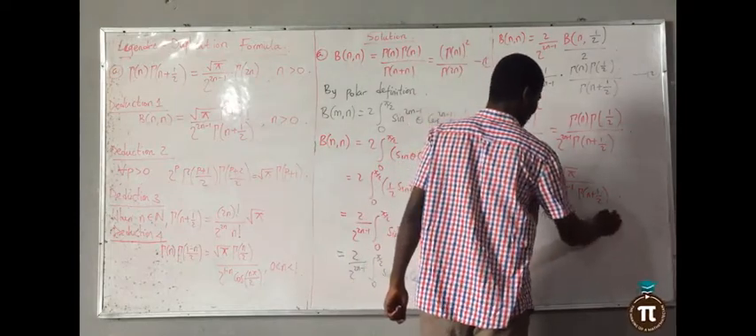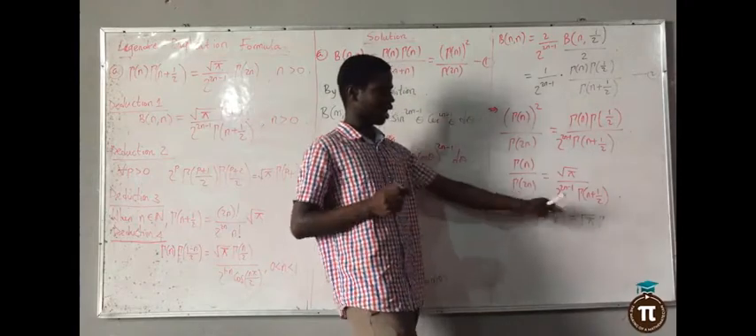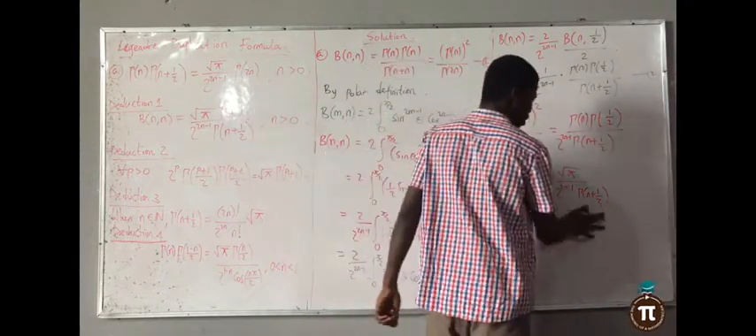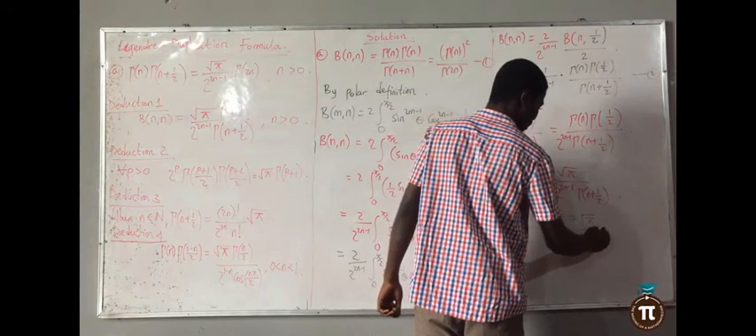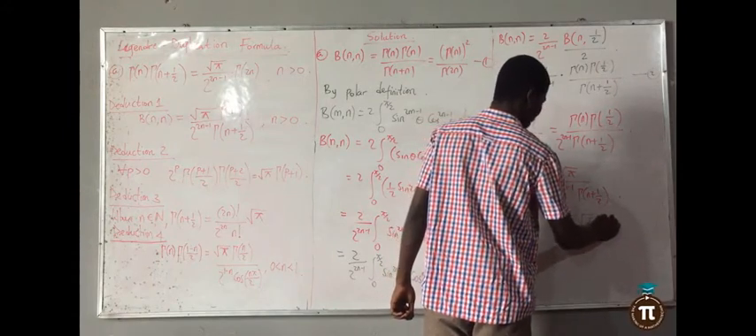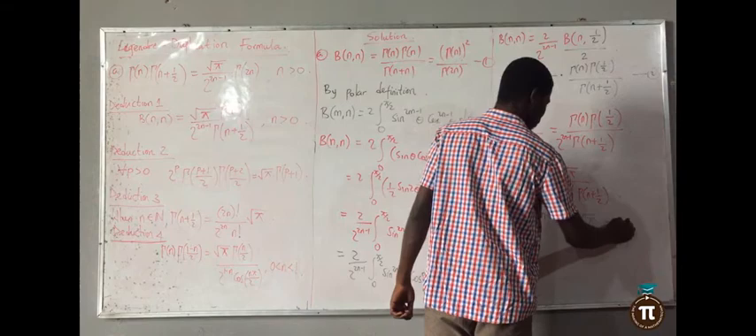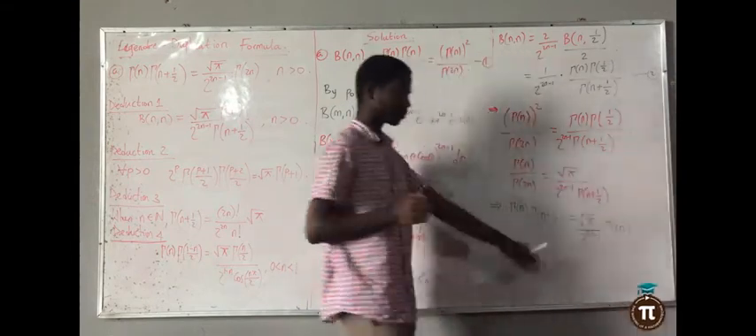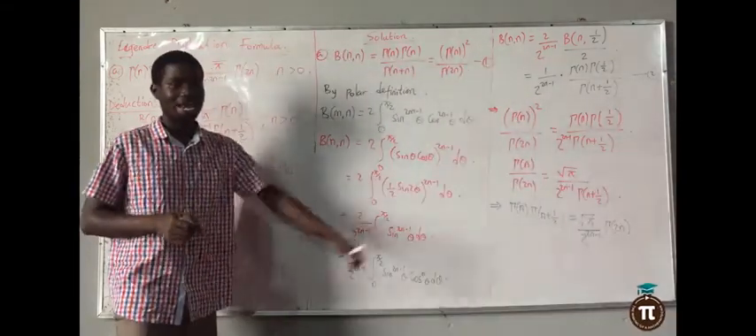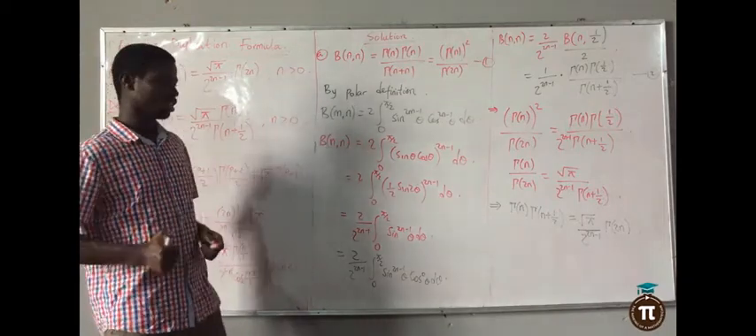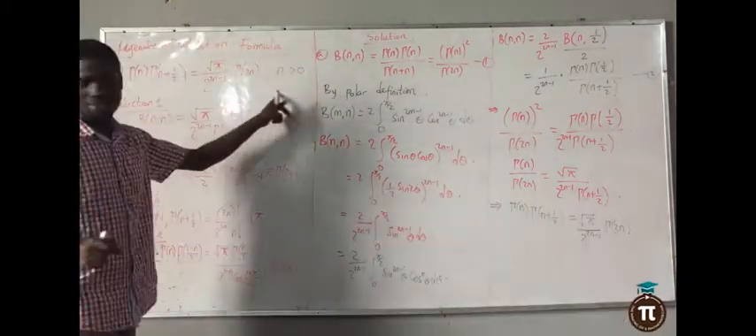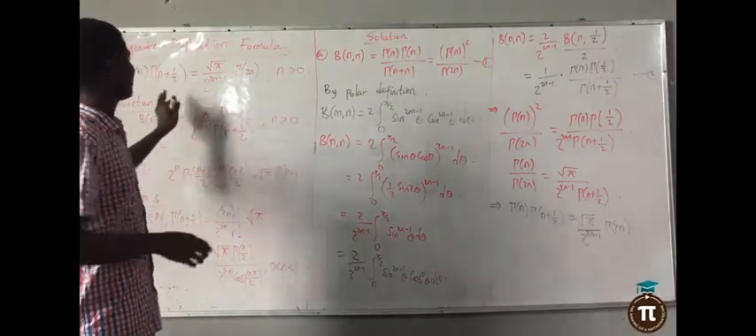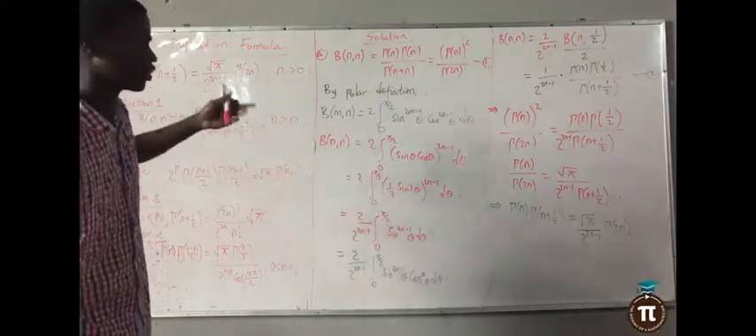gamma of 2n. Root pi over, I don't know why I keep forgetting, all over 2 raised to the power of 2n minus 1, then gamma of 2n. That is what I have, as you can see there. So I'm through with the first proof, or with this duplication formula.